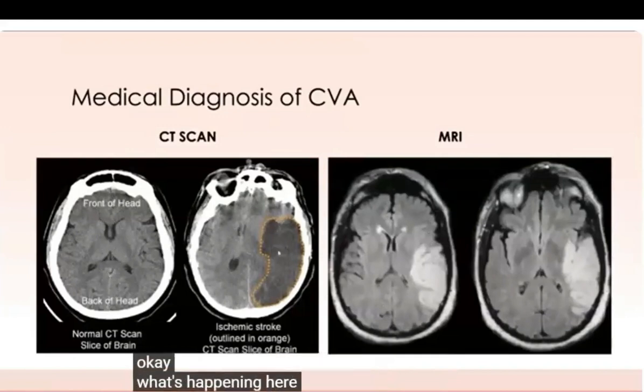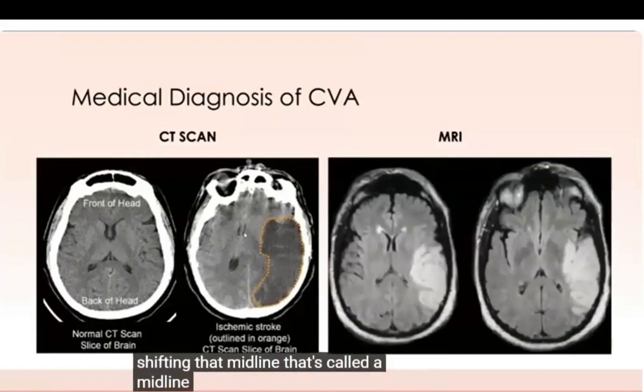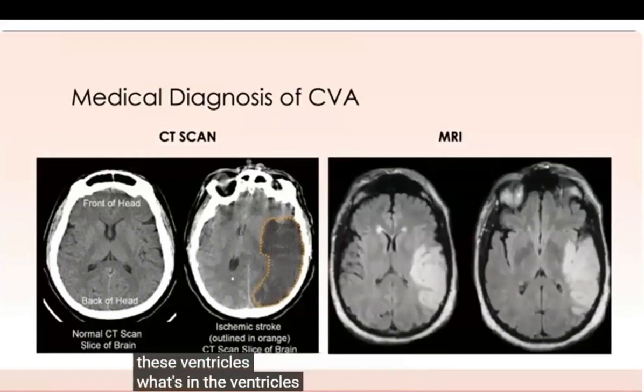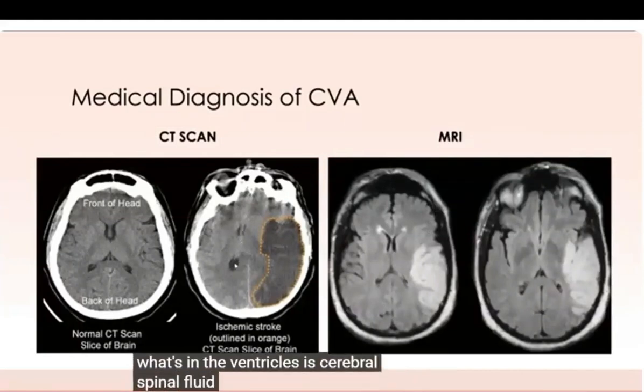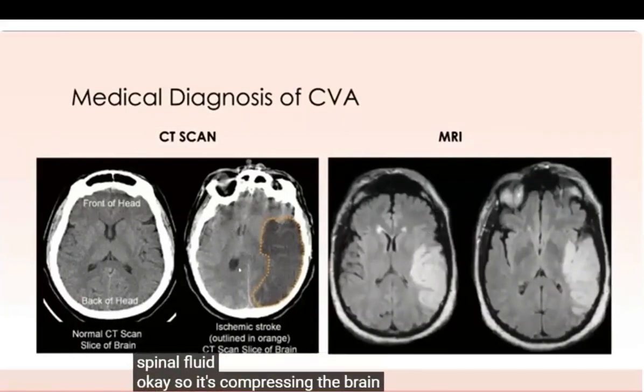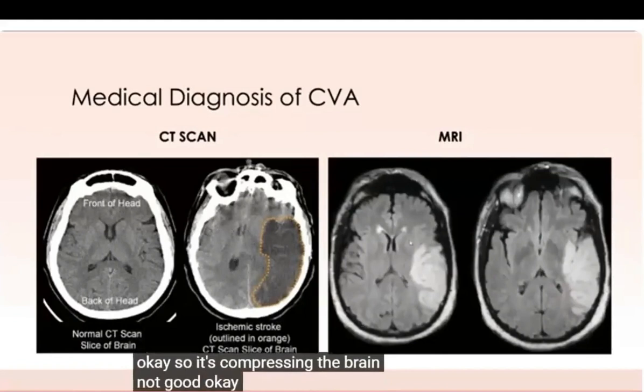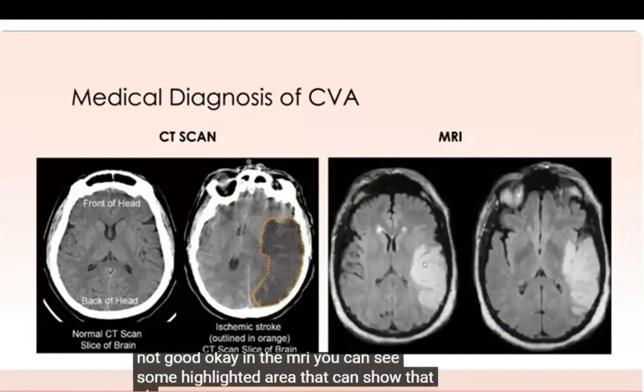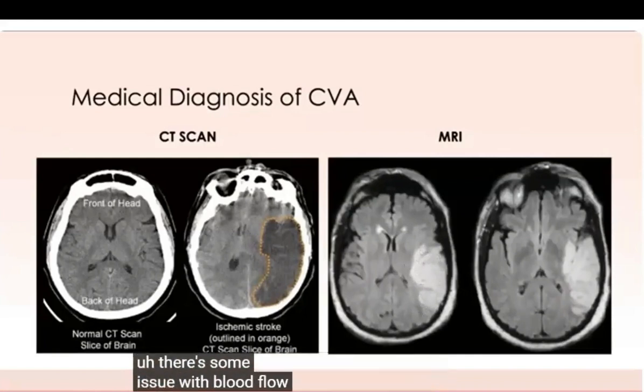What's happening here? All this swelling is shifting that midline. That's called a midline shift, and it's closing down on these ventricles. What's in the ventricles is cerebrospinal fluid. So it's compressing the brain. Not good. Okay. In the MRI, you can see some highlighted area that can show that there's some issue with blood flow there.